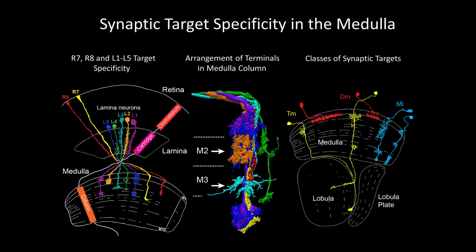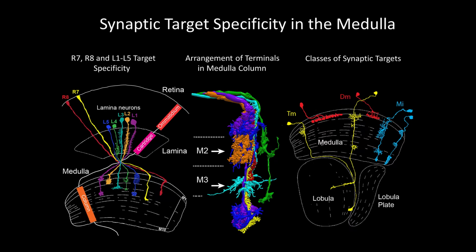And this column contains the processes of about 100 other neuronal cell types. So not 100 other neurons, but 100 other neuronal cell types. And that's repeated over and over and over again. Some of these neurons make connections with themselves, like L1 and L5, but to a large extent, they make connections with a bunch of other neurons.